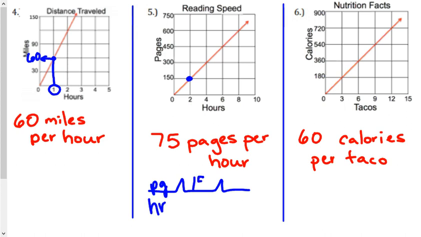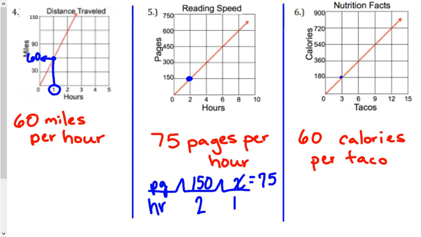For the next one, I picked out this point right here, and I said the ratio of pages per hour is 150 pages in 2 hours. When I solve that, I get that x equals 75. Remember, I have to cross multiply and divide. 1 times 150 divided by 2 is 75. So it's 75 pages per hour.